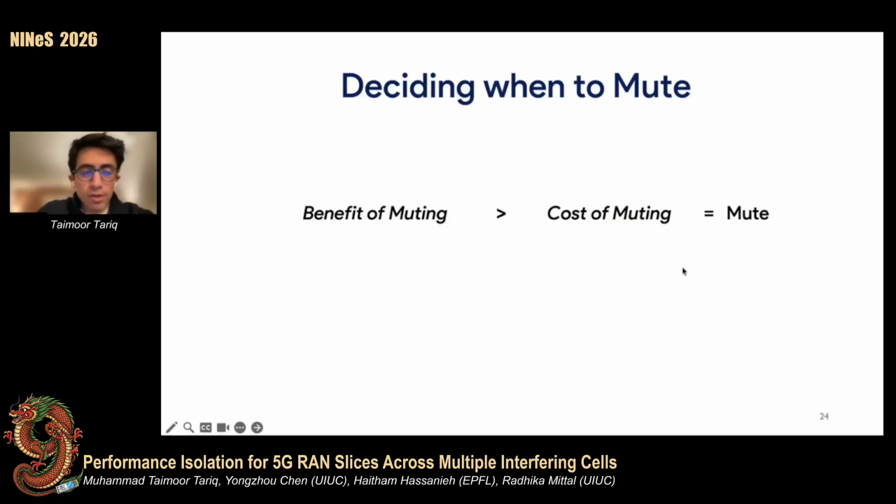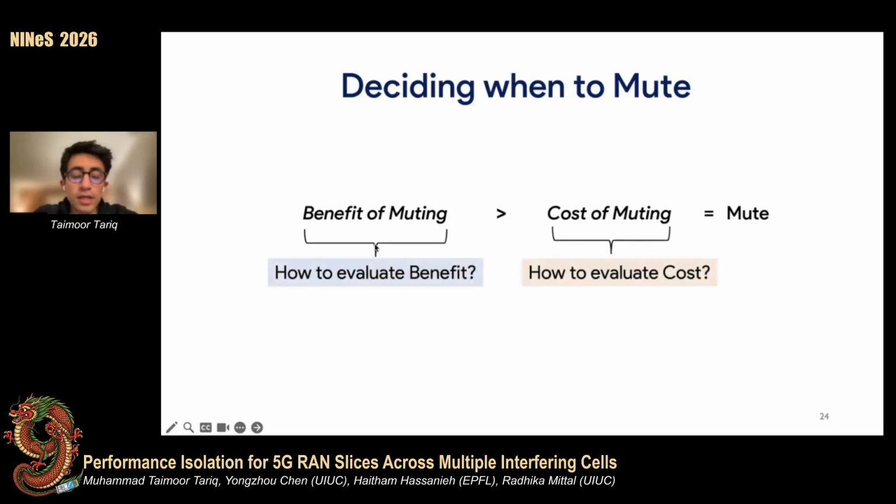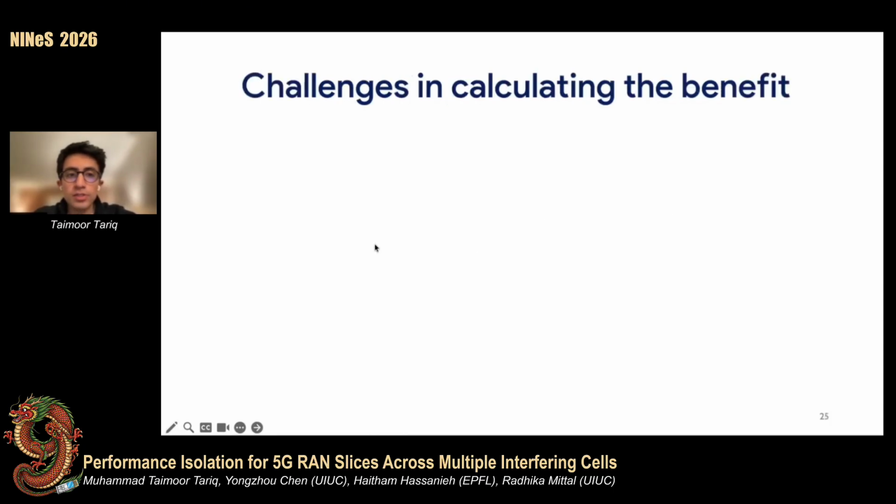So it seems like we have boiled down the problem of muting to simply: if the benefit of muting is greater than the cost of muting, we go ahead with the muting decision. But in our work, we learned that evaluating either side of this inequality comes with its own share of challenges. How do we evaluate benefit and how do we evaluate cost? I'll briefly go over the challenges that we face and solve, and you can find more details in the paper.